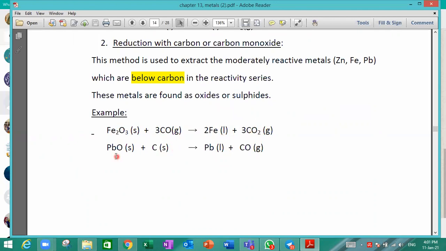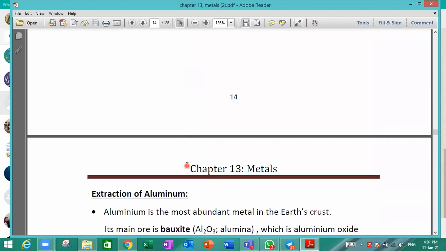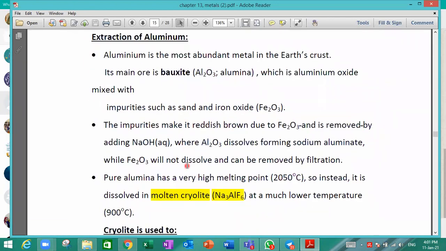And the same here, in case of lead oxide, if we use carbon, then it will be reduced to lead, and the carbon will be oxidized to carbon monoxide. Okay. Now, let's start with the extraction of aluminium.